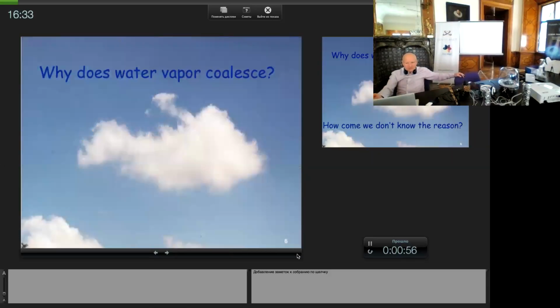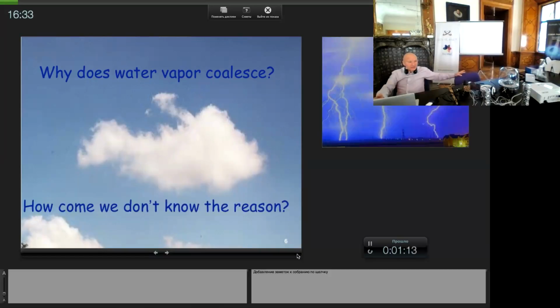We have many questions. Why do we see clouds? We understand when we see mist, it's water vapors in the air. But why do we see clouds? And we don't know the reason. When you fly on an airplane, you see beautiful clouds that are very, very stable. They can stay for days. But why?